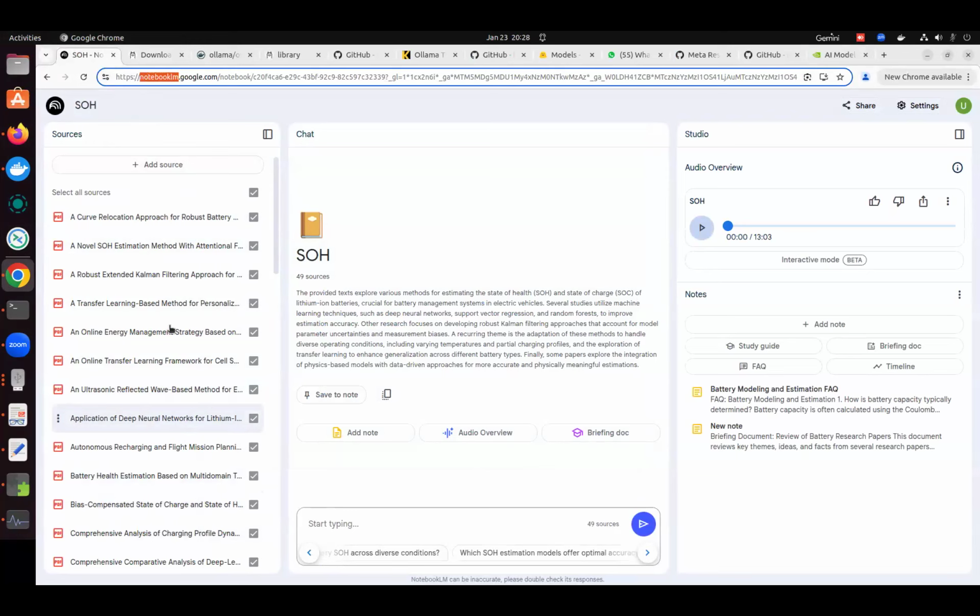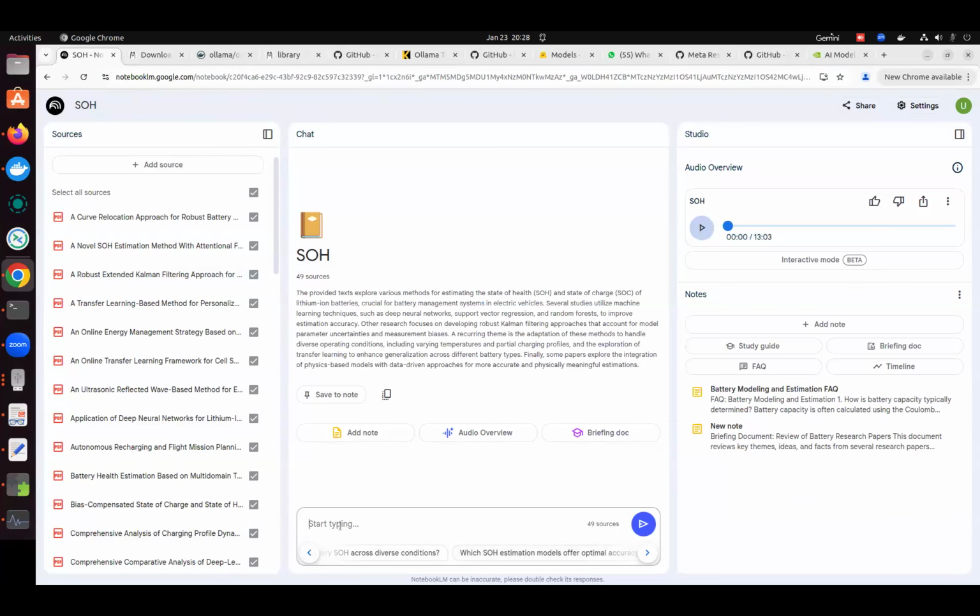And whenever you upload those documents, it automatically does topic modeling and also finds the entities of the documents. As these documents are about battery energy management, it has automatically identified topics like state of health across diverse conditions, SOH estimation, modeling approaches, and so on. And everything happens in the cloud.